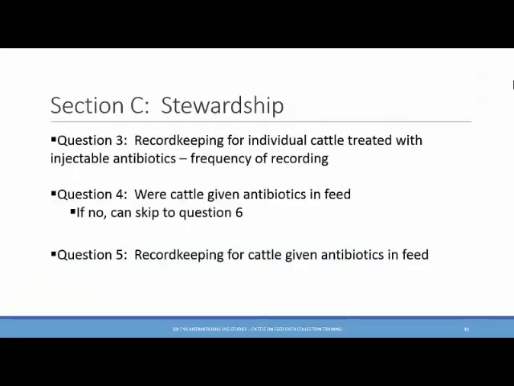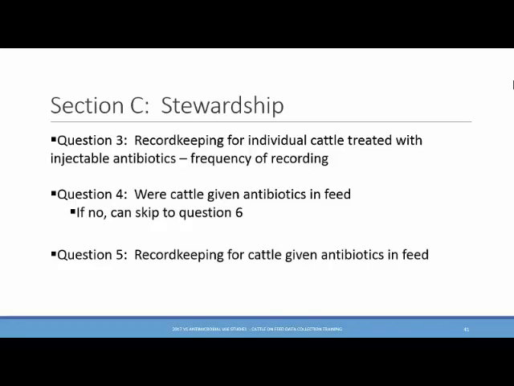Were cattle given antibiotics in feed? And here, if they answer no, you can skip to question 6. Moving on to page 11, again, we're looking for frequency of recording information for antibiotics used in feed. And again, basically once per row. But in this one, on question 5A, we would like you to record not the date that use began, but whether they recorded that information.